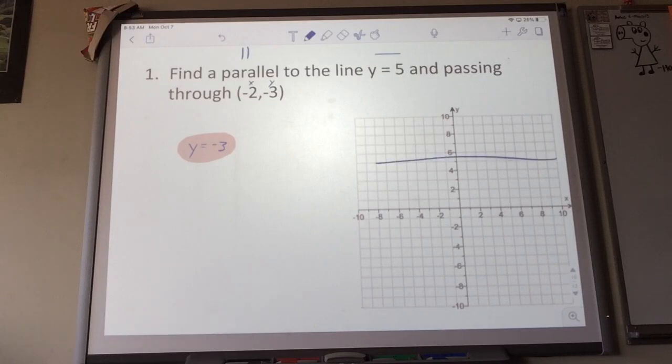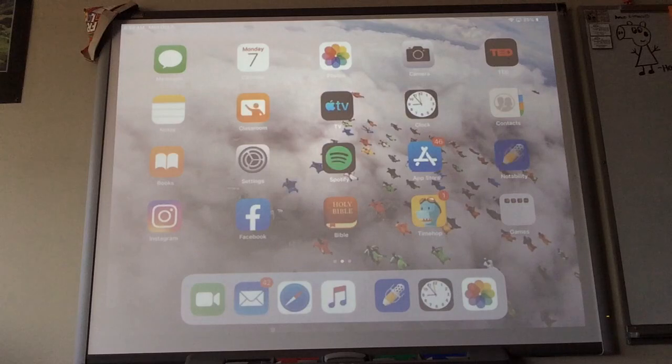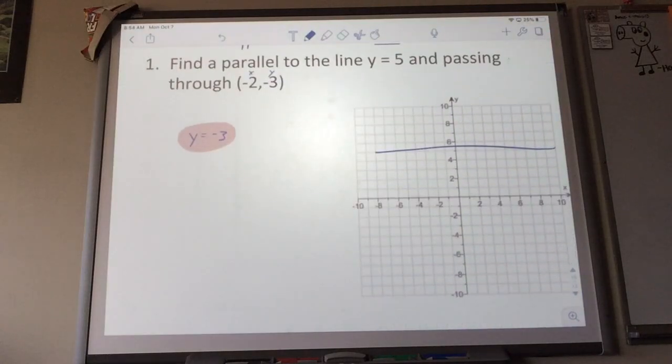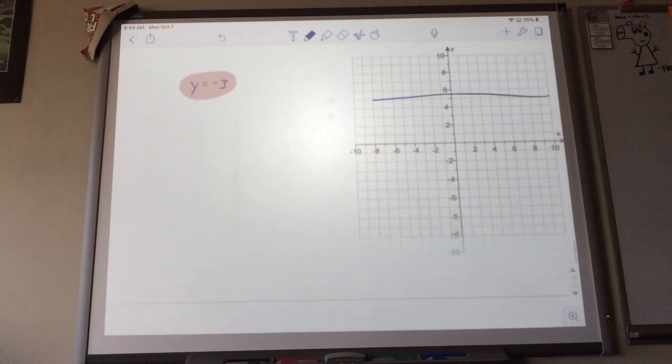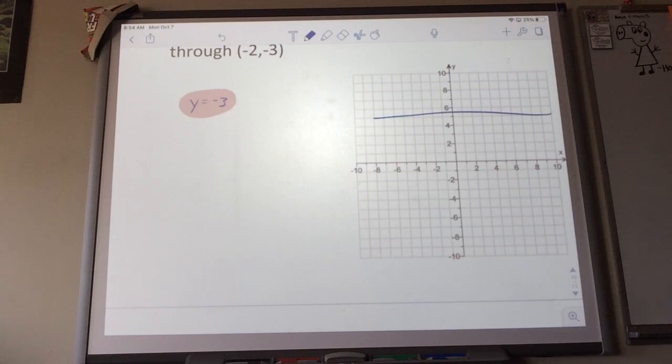Come on, why won't that straighten out? My whole iPad just froze. That's why that wouldn't do that. There. Maybe this died.